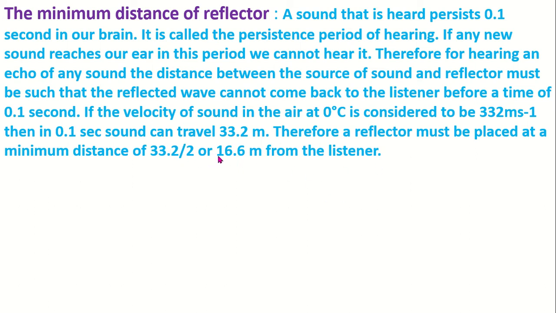So 16.6 meters will be the minimum distance for hearing an echo when the velocity of sound is 332 meters per second at 0 degrees Celsius temperature. And for each degree Celsius rise in temperature, the velocity of sound increases by 0.6 meters per second.